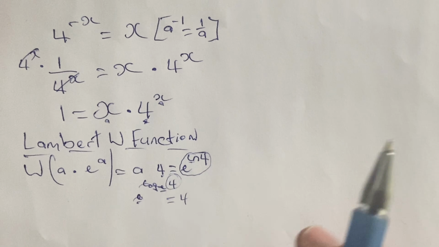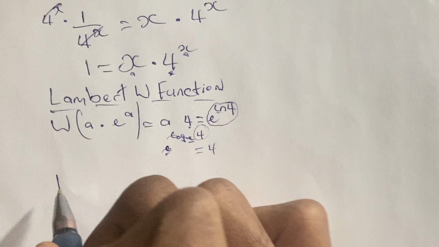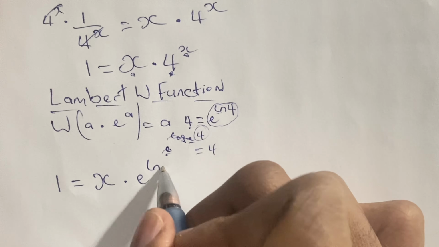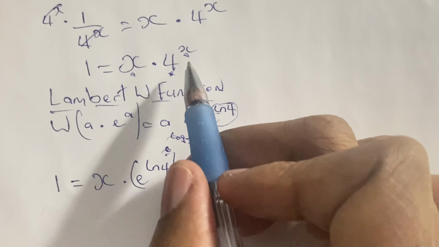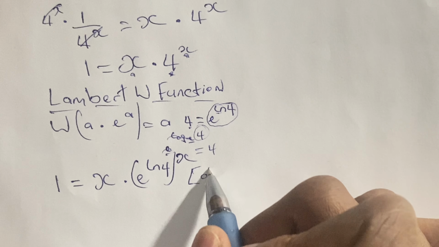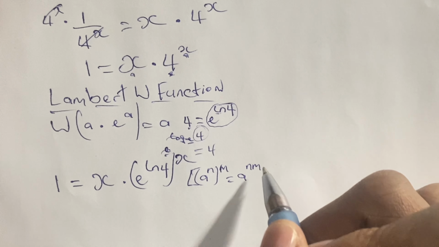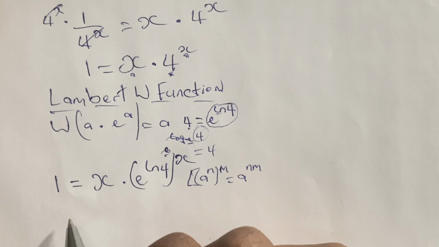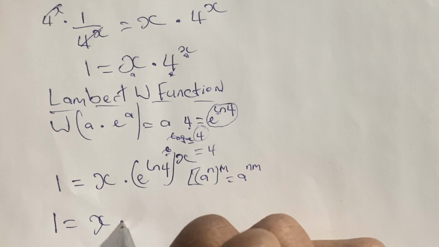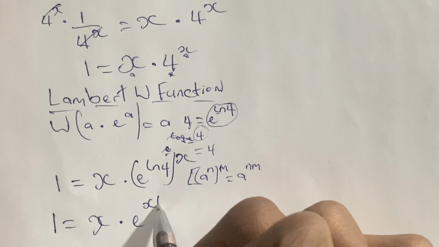By rewriting our equation, rewriting 4 in terms of e, we have 1 is equal to x times, and rewriting 4 in the form of e, we have e to the power of ln 4. We bracket this expression as this is just 4, and this is powered by x. Now understanding laws of indices, we know that a to the power of n in brackets powered by m is the same as just multiplying the powers, so a to the power of n times m. So we rewrite our equation with this understanding. We say that 1 is equal to x times e to the power of x ln 4.